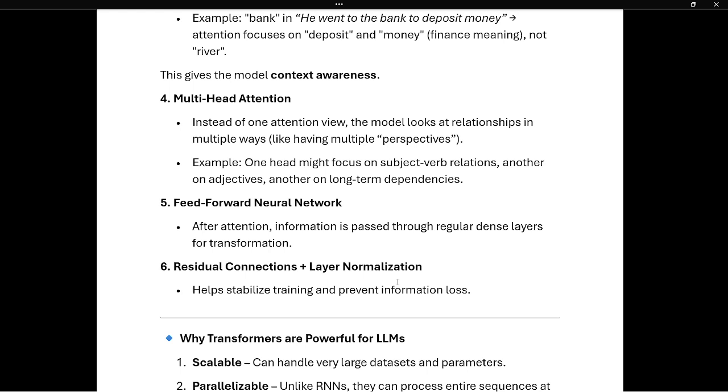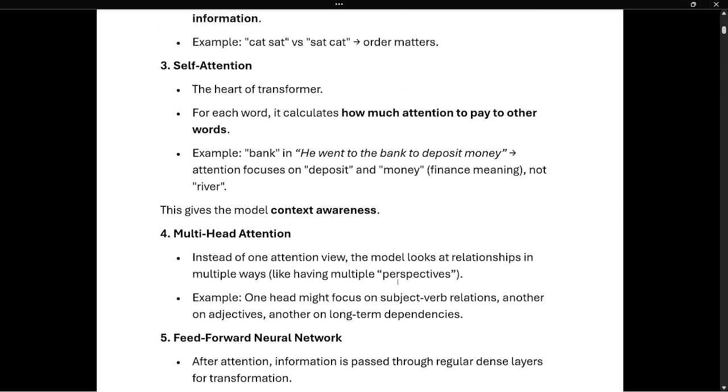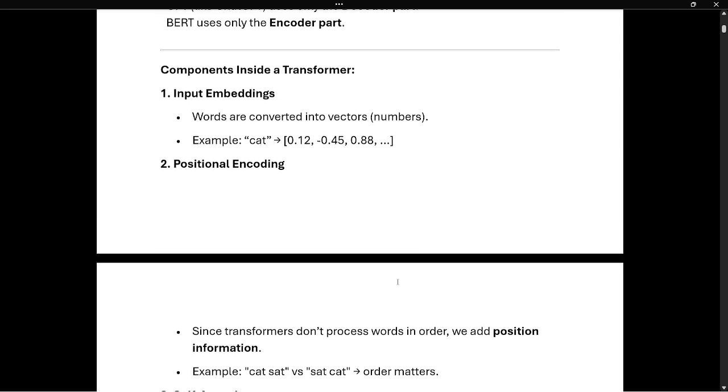What are residual connections and layer normalization? They basically help to stabilize the training and prevent information loss. If there is information loss, or to stabilize training across the different hidden layers, they help in that case. So we understand these things are related to the transformer architecture.